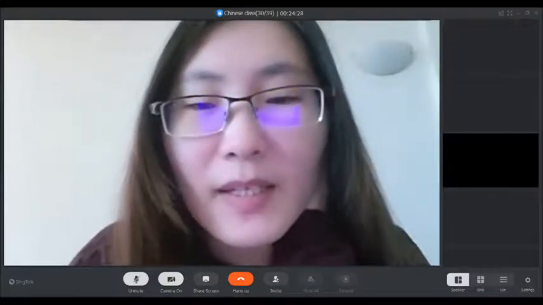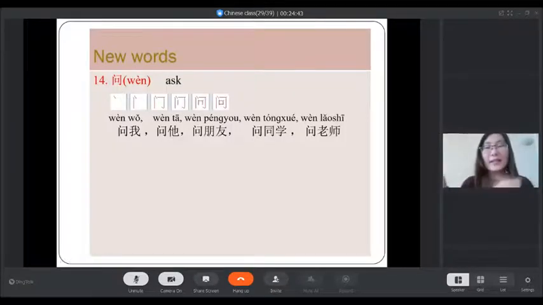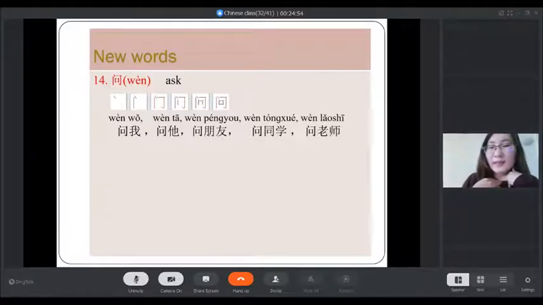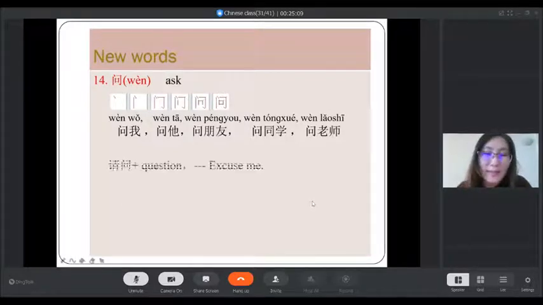And the next one, 问, means ask. For example, 问我, ask me. 问他, ask him. 问朋友, ask a friend. 问同学, ask a classmate. 问老师, ask the teacher. So here 问 means ask.